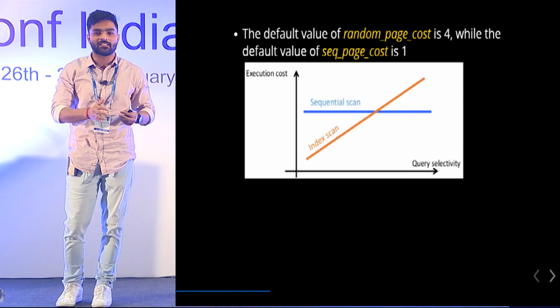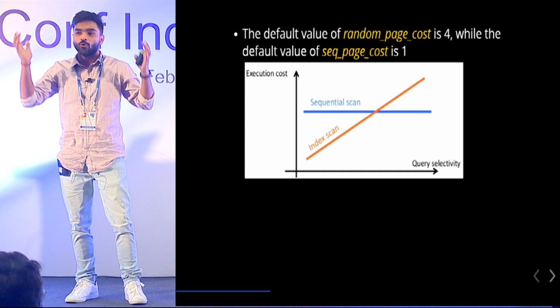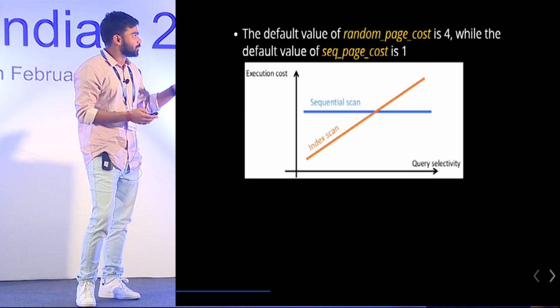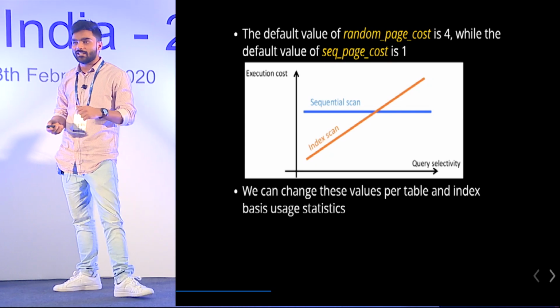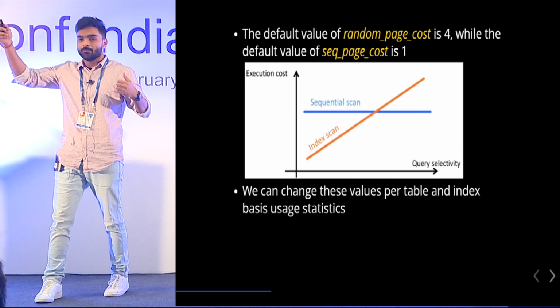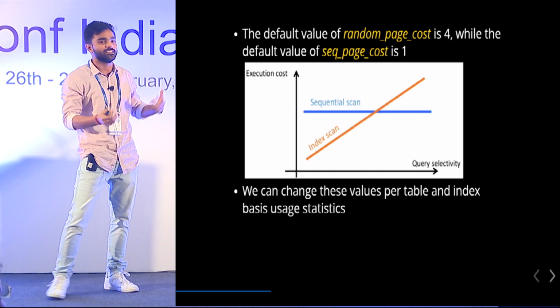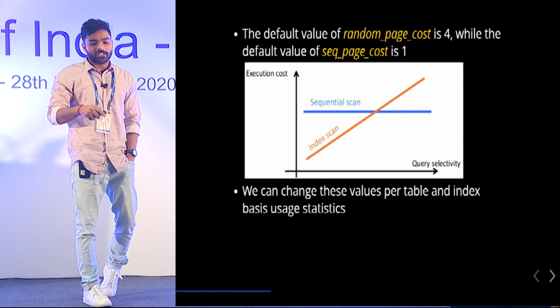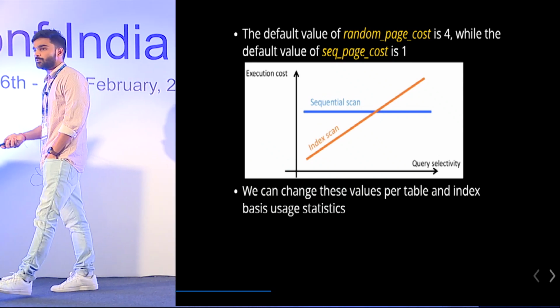Why? Because sequence scan has to sequentially scan the whole table. It doesn't matter how many rows are being returned. So that is why, when the number of rows being returned is high, Postgres chooses to do sequence scan versus index scan. Due to these values, Postgres chooses to do sequence scan.